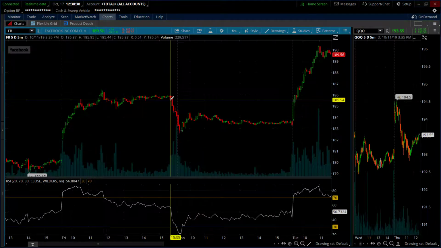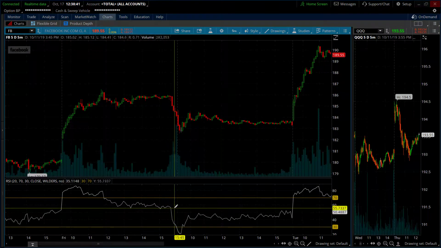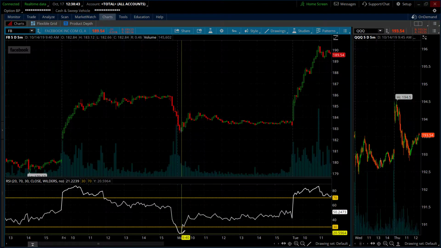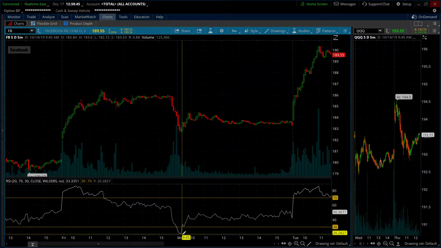So I was right here on Facebook. The strength is to the downside. You do not want to be going long when the strength is to the downside.